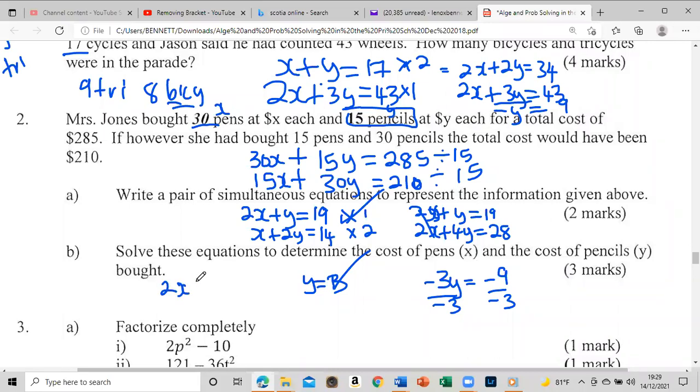2x plus 3 equals 19, right? And then now we subtract. 2x equals 16, so x equals 8. You can check it in a calculator if it works out. 30 times 8, that's 240. And 15 times 3, that's 45.